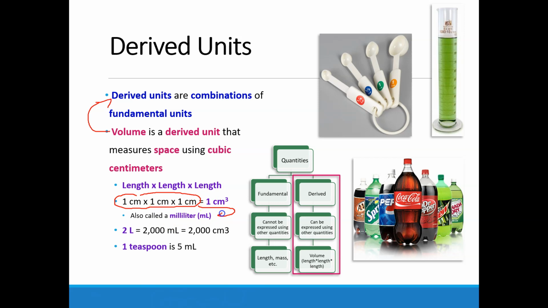So remember, we can actually call it a cubic centimeter or a milliliter. So 1 milliliter is the same as 1 centimeter times 1 centimeter times 1 centimeter. And because we're combining different types of units together, that is why volume is considered a derived unit.